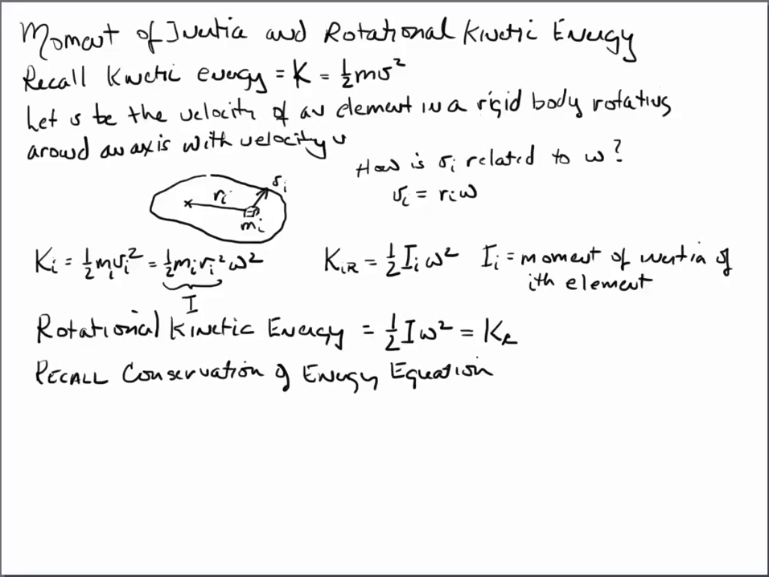Now let's recall the conservation of energy equation. The conservation of energy equation for an isolated system says that the change in potential energy plus the change in kinetic energy plus the change in the system energy must equal 0. We allow no energy to move in and out of the boundary. And of course the change in potential energy can be a change in potential energy from gravitational forces or from elastic forces.